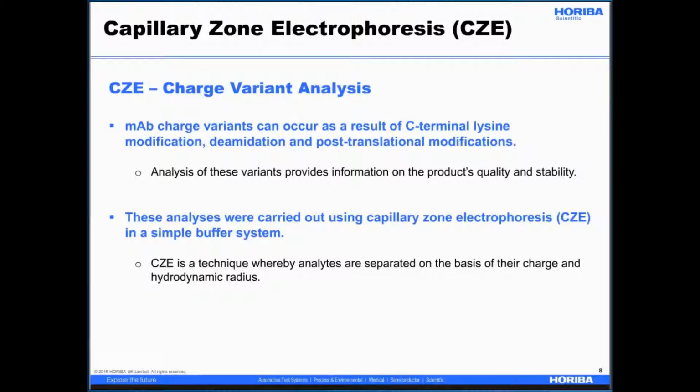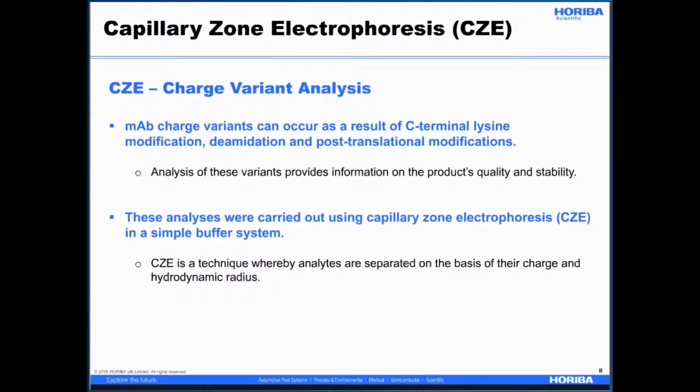The next mode of electrophoresis that was used was capillary zone electrophoresis, or CZE. CZE was used for charge variant analysis. Monoclonal antibody charge variants can occur as a result of many types of post-translational modifications. CZE was carried out in a simple buffer system. Unlike CGE, there is no SDS present in this system, and the proteins are allowed to remain in their native conformation, so there is no reduction of samples.